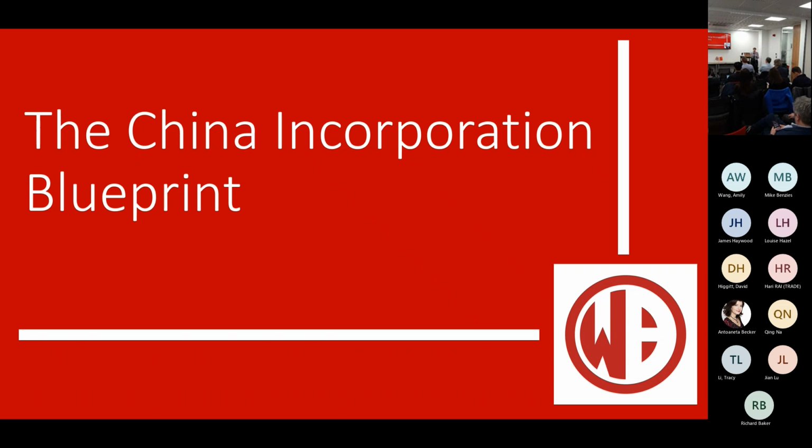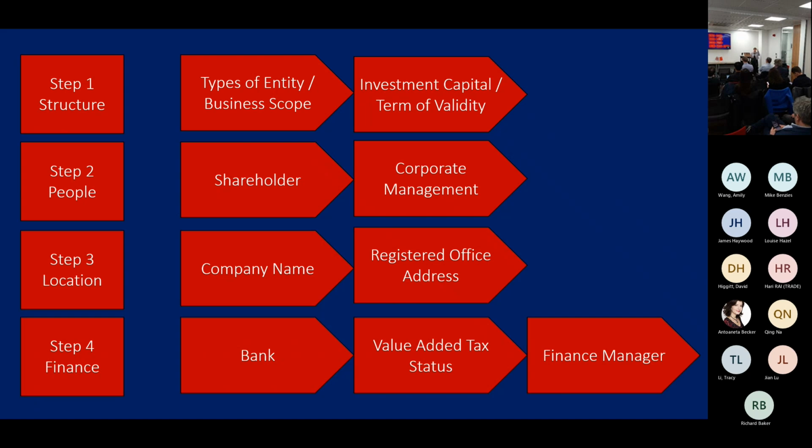So I call it the China Incorporation Blueprint because it is kind of a blueprint of how you actually want to set up. So for me, there are 4 milestones that you have to think about: the structure, the people, the location, and the financial aspect, okay?